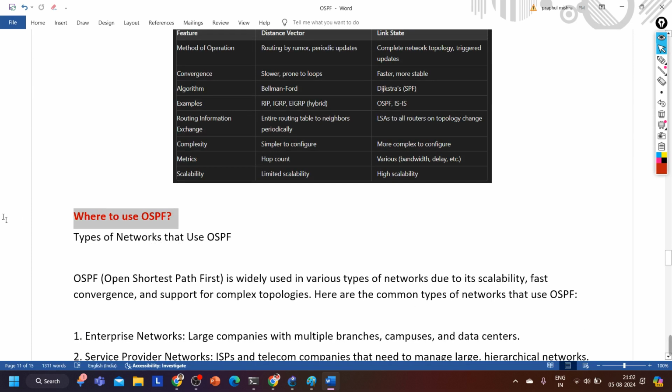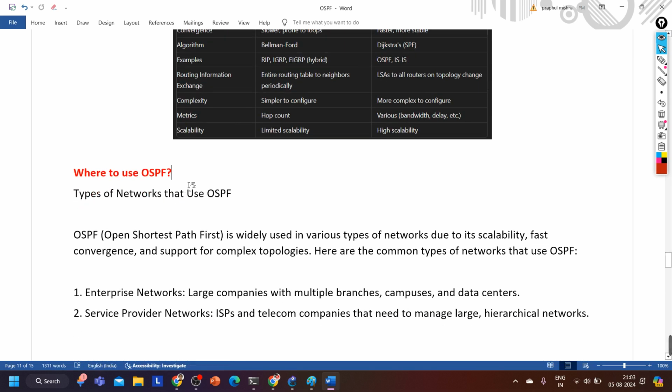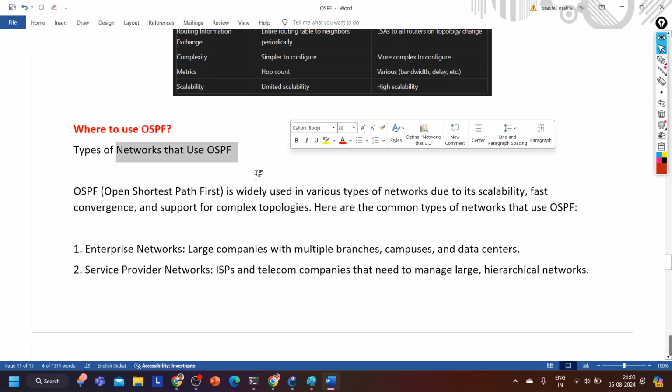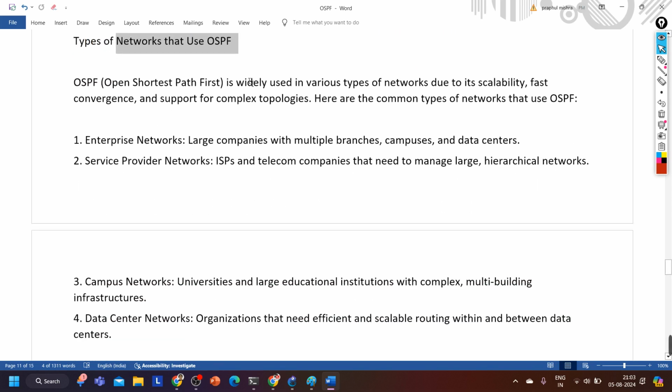Now the question is where to use OSPF. By the way, I should discuss this point, where to use OSPF, after discussing the basic things. But okay, if the topic is in front of me, then let me discuss something about this also. See guys, where to use the OSPF routing protocol. Types of networks that use OSPF. OSPF is widely used in various types of networks due to its scalability, fast convergence, and support for complex topology.